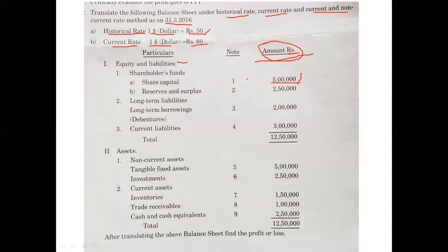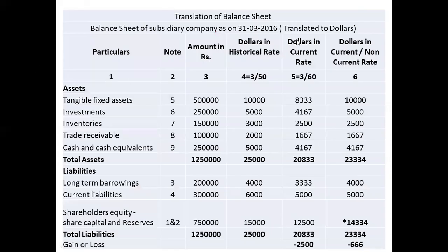When we are preparing the balance sheet and converting into dollars, we have to take the columns as particulars, note, and amount in rupees. Then this should be converted into historical rate, current rate, and current and non-current rate. Then after translating the above balance sheet, find the profit or loss. That means when we translate the balance sheet from rupees to dollars, we have to check whether we get a profit or loss from the conversion of rupees to dollars.